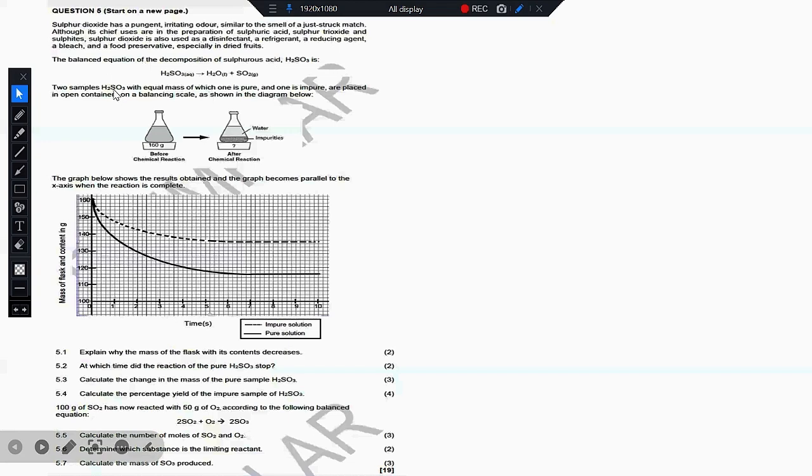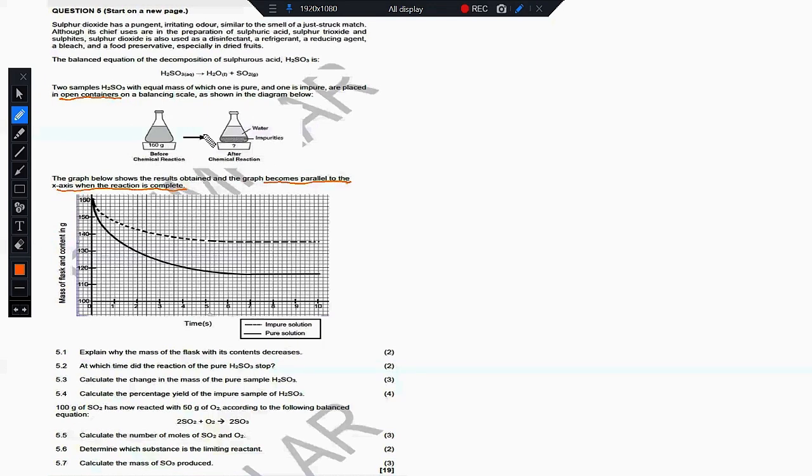Then 2 samples of H2SO3 with equal mass, of which one is pure and one is impure, are placed in open containers on a balancing scale as shown in the diagram below. Then they say the graph below shows the results obtained, and note that the graph becomes parallel to the x-axis when the reaction is complete. So those two statements are very important.